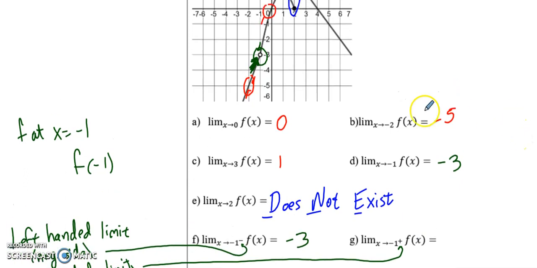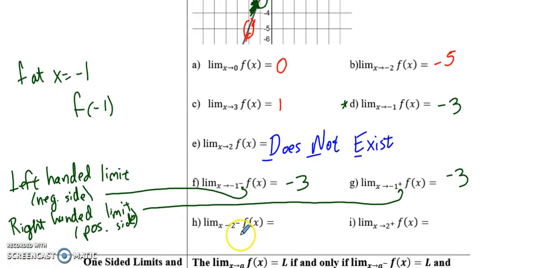So here's negative 1 again. We're going to approach it from the right side of negative 1. Trace that function as it goes closer to negative 1. We're approaching. Notice one thing about these two one-sided limits, the left and right-hand limits, at negative 1.